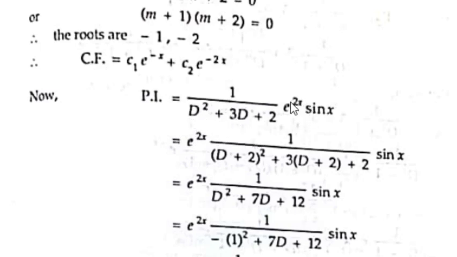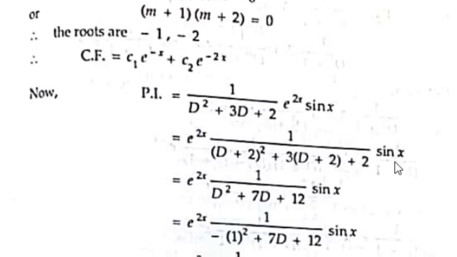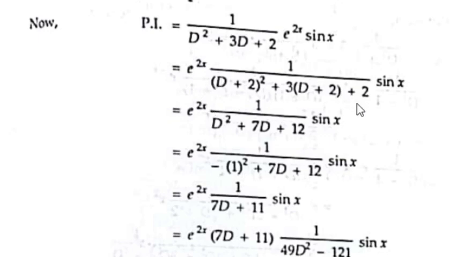Here a is the coefficient of x in e raised to ax, which is 2. So I take e raised to 2x common and 1 divided by, where d is replaced by d plus 2: (d plus 2) whole squared plus 3(d plus 2) plus 2, then write the remaining function sin x as it is. Now expand using (a plus b) whole squared and simplify. You will get e raised to 2x, 1 divided by (d squared plus 7d plus 12), into sin x.